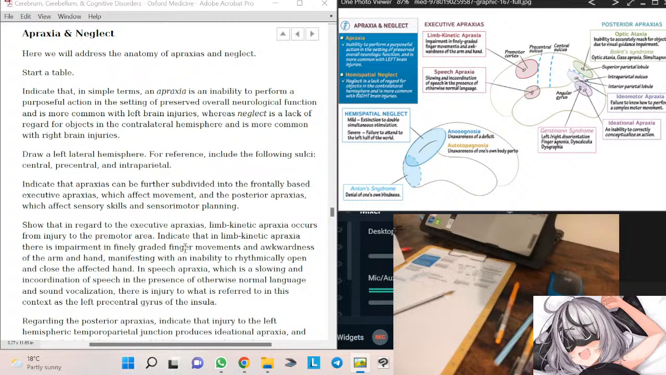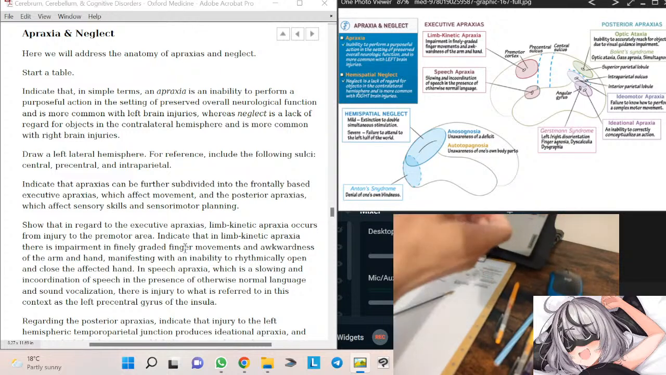Show that in regard to the executive apraxias, limb kinetic apraxia occurs from injury to the premotor area. Indicate that in limb kinetic apraxia, there is impairment in finely graded finger movement and awkwardness of the arm and hand, manifesting with an inability to rhythmically open and close the affected hand.